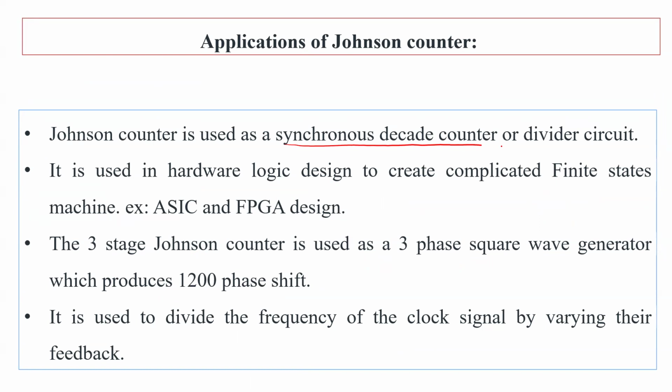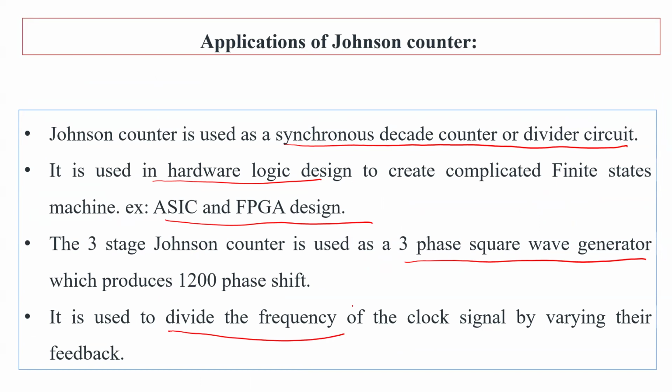What are the applications? It is used as a synchronous decade counter or divider circuit. It is used in hardware logic design, ASIC and FPGA design. It is used as a 3-phase square wave generator. It is used as a frequency divider, that is the divider circuit, normally a decade counter, which divides the frequency of the clock signal by varying the feedback. These are the major applications of the Johnson counter. Okay, thank you, students. I hope you have understood this.